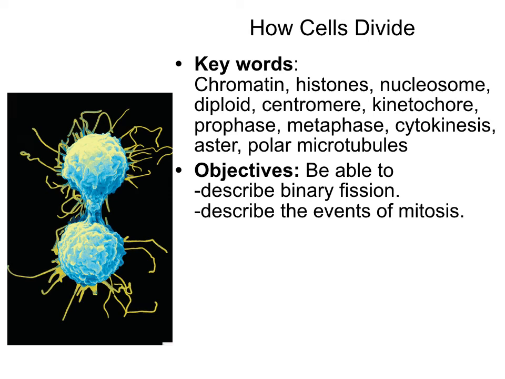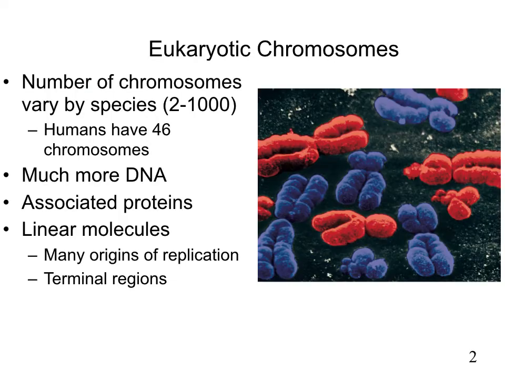Okay, so this is the second part of the chapter. It deals with how eukaryotic cells reproduce, how they divide. And this is by mitosis. And so here we see a eukaryotic cell on the left undergoing mitosis and cytokinesis.